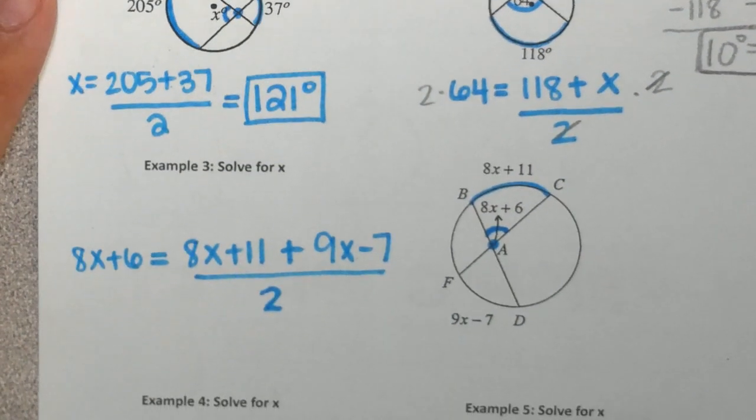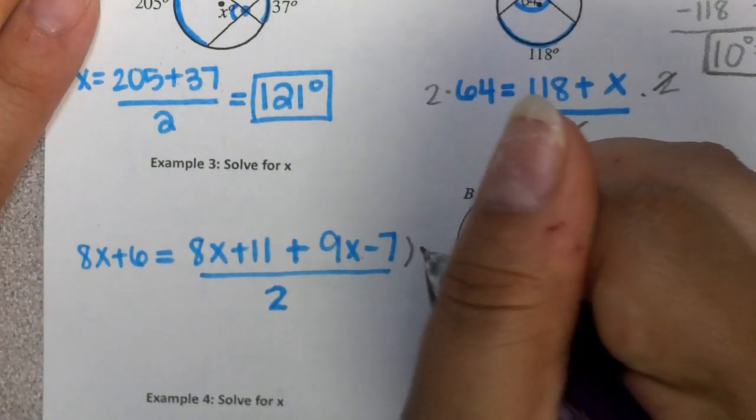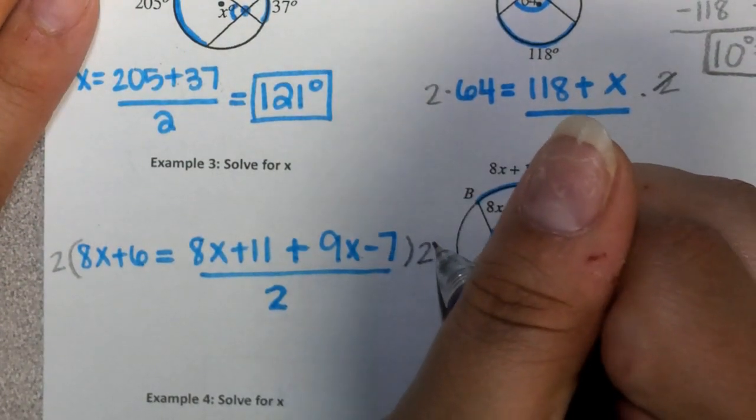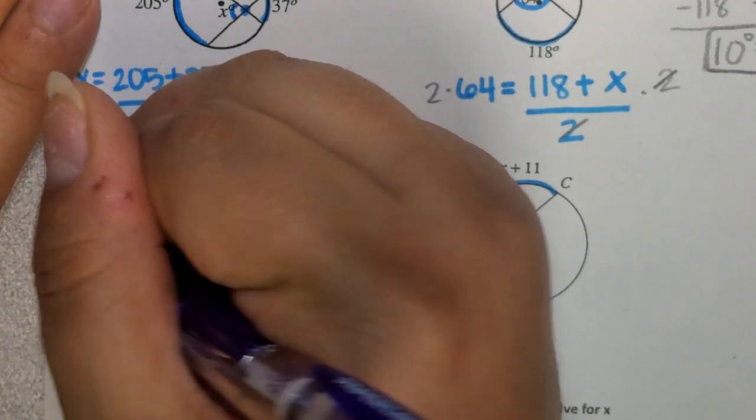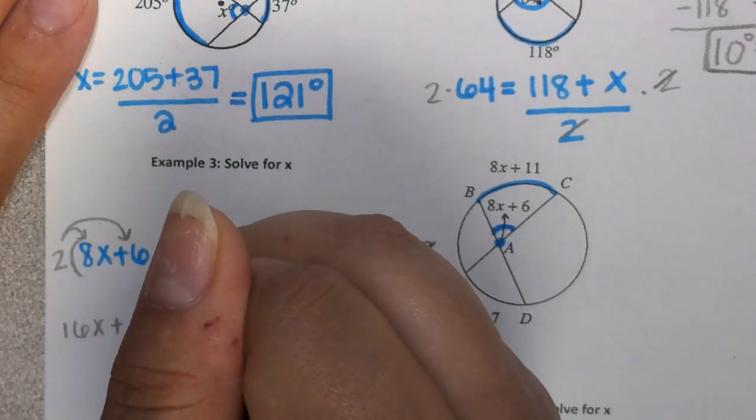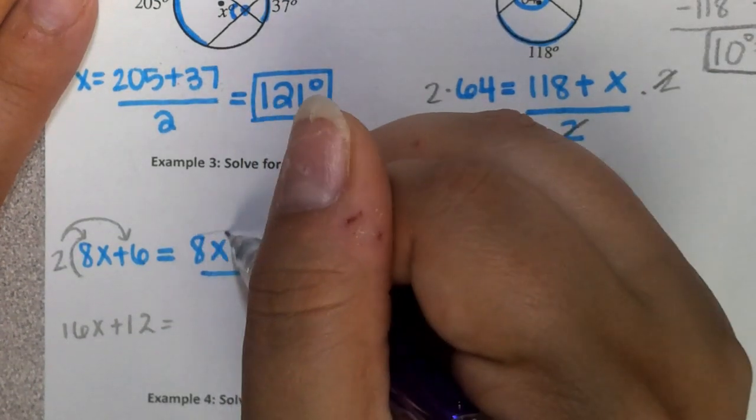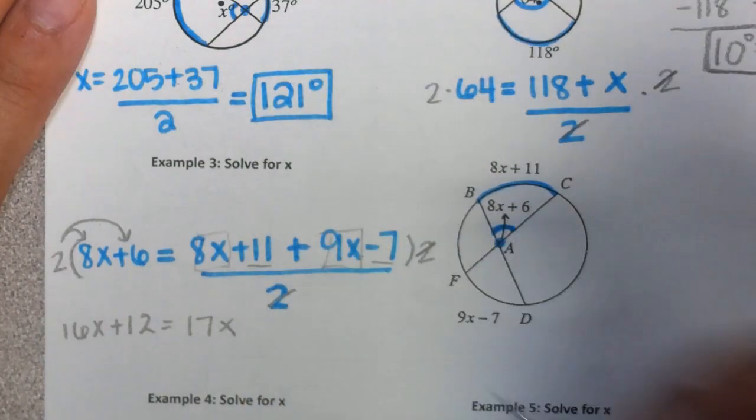So do we multiply first? So personally, I don't like fractions. I'm always going to get rid of the fraction first. So I'm going to multiply by 2. And what you do to one side, you do to the other. This right here needs to distribute to both of them. So 16x plus 12. Are you okay with me combining like terms at the same time? What is 8x plus 9x? 17x. And 11 minus 7?